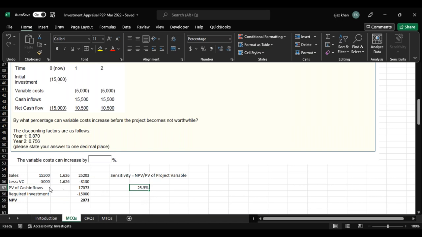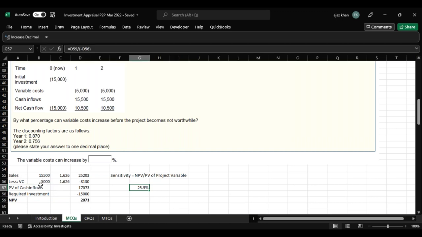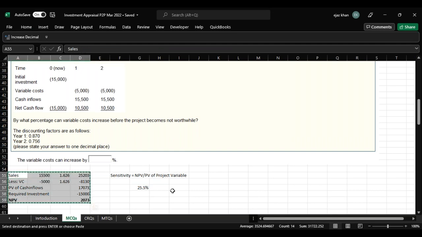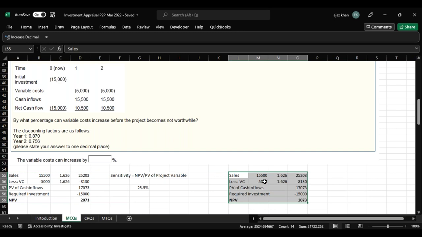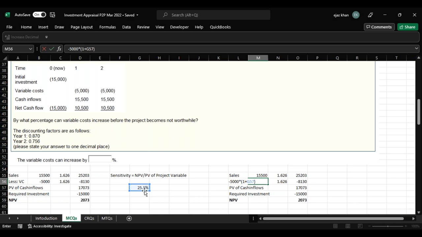What does that mean? It means that if our variable cost, which is 5,000 per year at the moment, increases by 25.5%, our net present value will be equal to zero. Let us test it and see if this holds true. Let me copy this and paste it here, and change the variable cost figure by multiplying it by 1 plus 25.5%, and see whether the net present value will be zero or not.